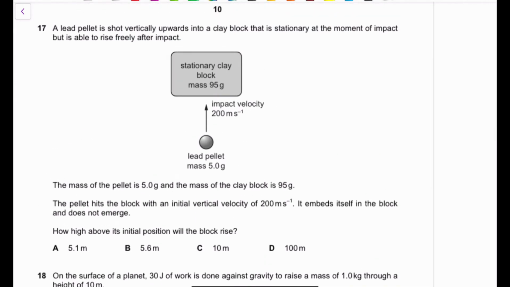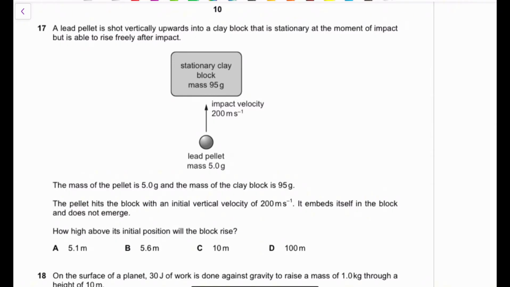You'll be given a lead pellet that is shot vertically upwards into a clay block that is stationary at the moment of impact, but is able to rise freely after the impact. So the pellet hits the block with an initial vertical velocity of 200 meters per second. It embeds itself in the block and does not emerge. How high above the initial position of the block will the block rise?